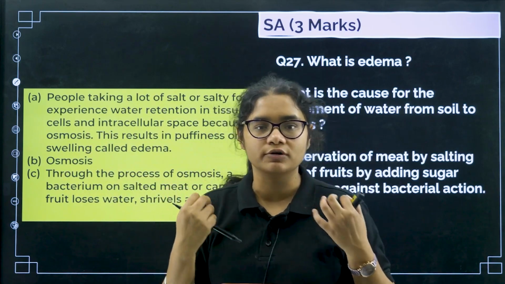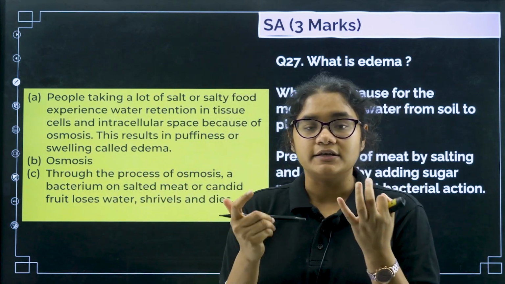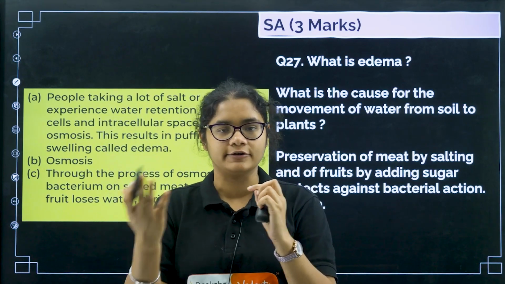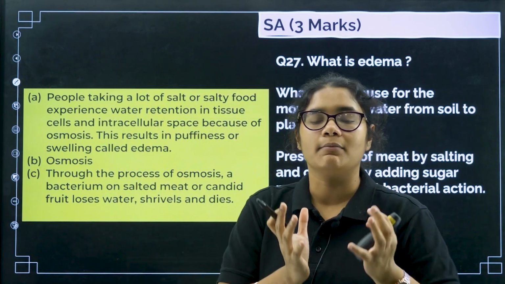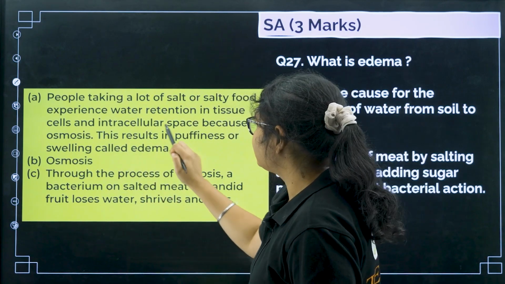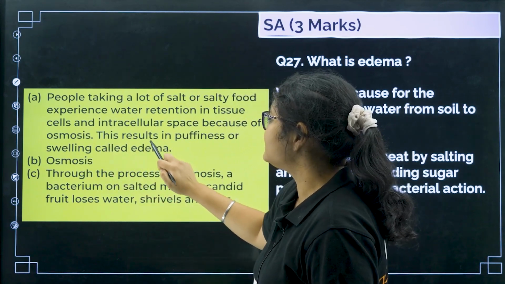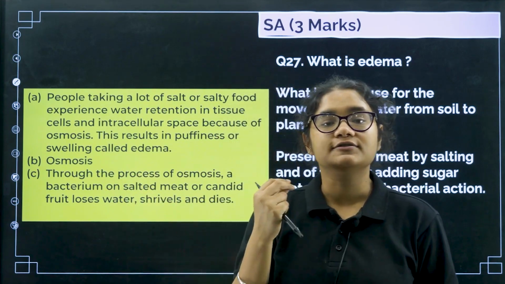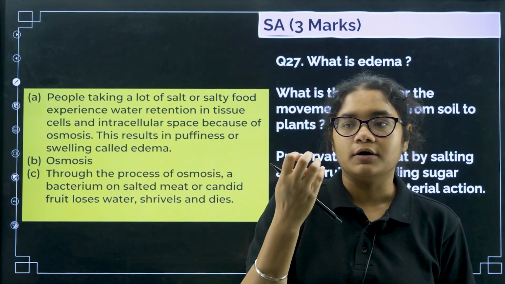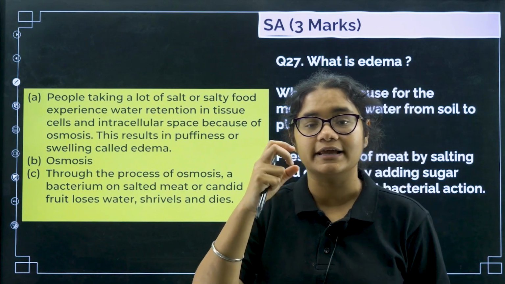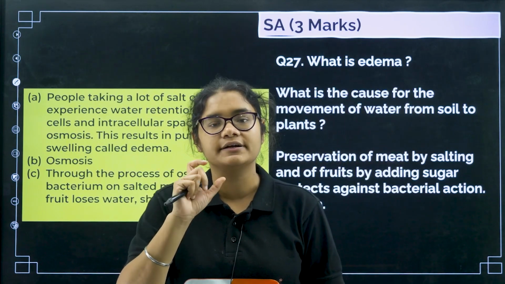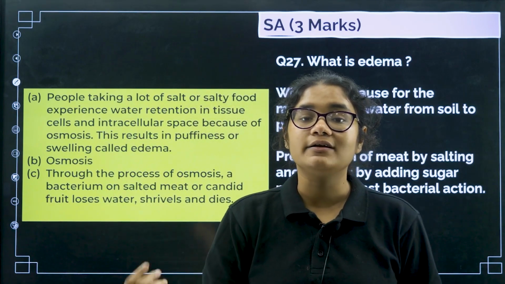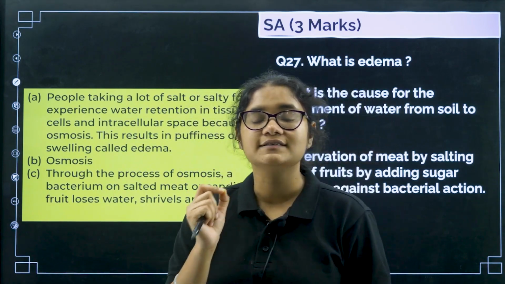So when you take a lot of salt, what happens then? Your tissue has less water, right? So that is why water will flow inside the tissue. So the tissue now contains more water. And in the intracellular spaces, because of osmosis, this results in puffiness or swelling called edema. When you take a lot of salty food, your tissue has more salt content. It's a concentrated solution. So water from the neighborhood enters into the tissue, which is called edema.